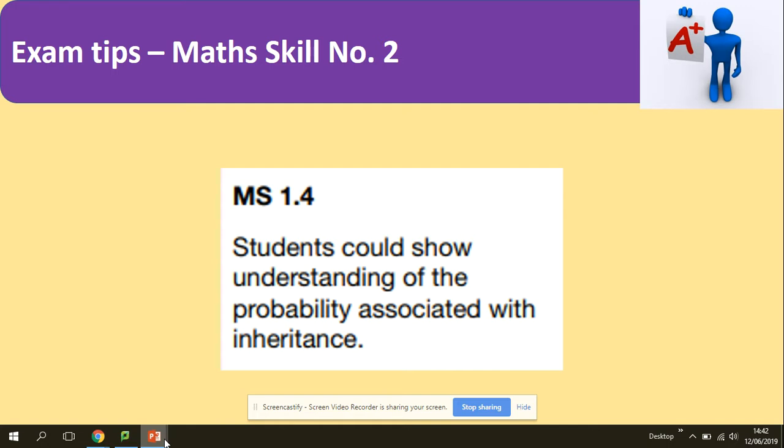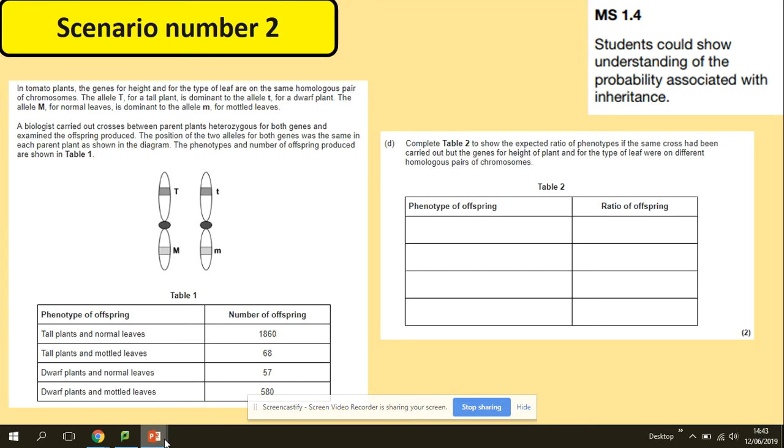Another skill that we've got here is that you need to show understanding of the probability associated with inheritance. So here, please watch the video on the statistics. Everything about the probability and the 5% value has been described there. But we're going to have a look here at the different types of questions where we can use our ratios and come up with some predictions.